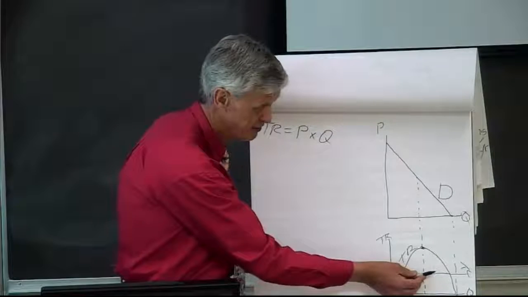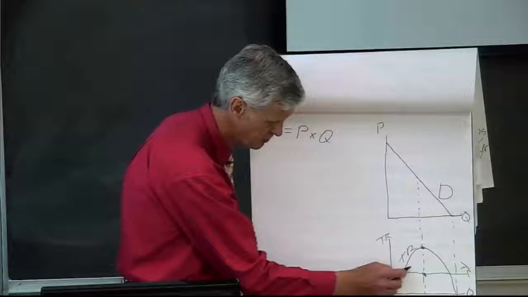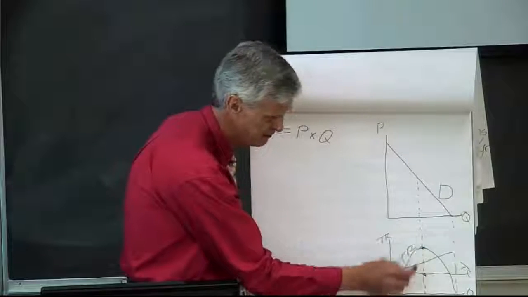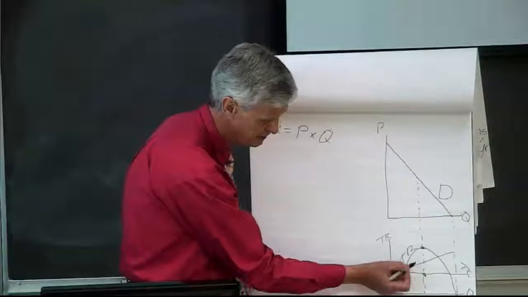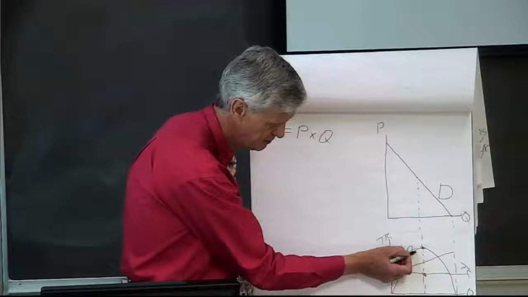Now, what if the costs go up as we produce more, which is normal? Where is the biggest difference between the revenues and costs? Well, not here, but somewhere where the slopes are the same. Okay, it's probably about right here.